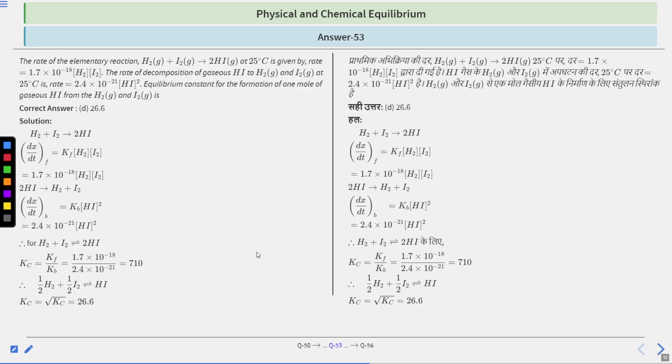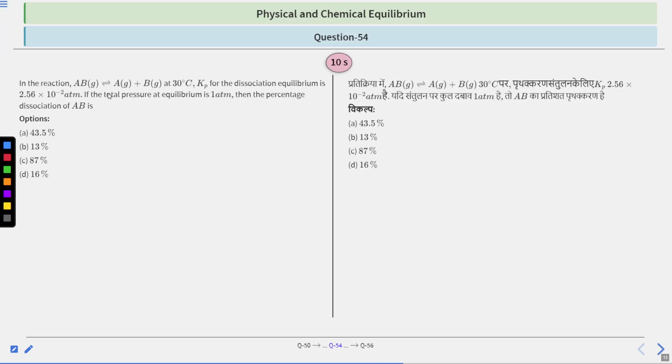Okay, let's move to our next question, question number 54. In the reaction AB giving us A plus B at 30 degrees Celsius, Kp for the dissociation equilibrium is 2.56 into 10 to the power minus 2 atmosphere. If the total pressure at equilibrium is 1 atmosphere, then the percentage dissociation of AB is. So options are 43.5%, 13%, 87% or 16%. So we have been given the Kp for the dissociation equilibrium, and we have been given the total pressure, and we have to find out the percent dissociation of AB. So you have 10 seconds to solve this question. After that, we will see the answer.